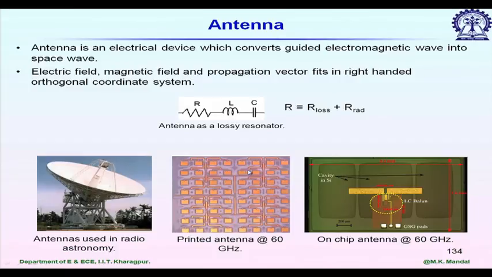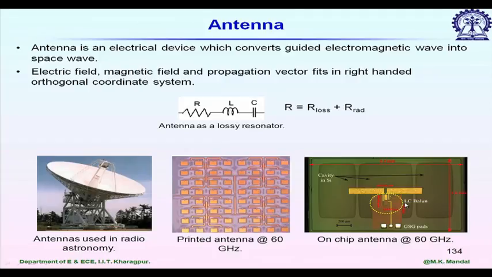It is designed on laminates using printed circuit board technology. You can identify one single rectangular patch, which is a type of resonating antenna, and in this particular example we have 1, 2, 3, 4, so an 8 by 8 element array antenna designed for 60 gigahertz applications. And rightmost we have one dipole antenna, designed on chip.